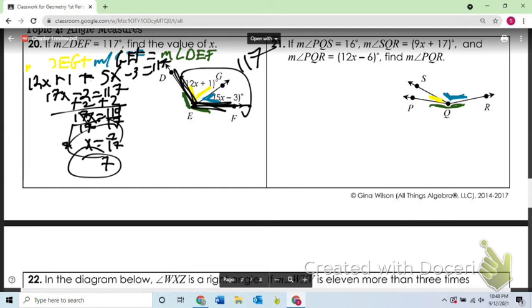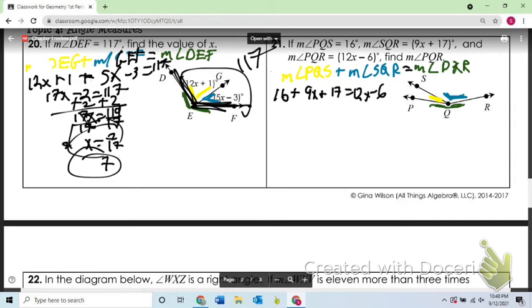In this case, PQS is 16. So we have the measure of PQS plus the measure of angle SQR equals the measure of angle PQR. So that tiny yellow one, the larger blue one, and then the one that encompasses both of them, which is green. So here PQS is 16, SQR is 9x plus 17, and PQR is 12x minus 6.